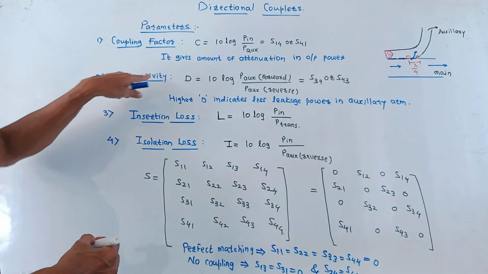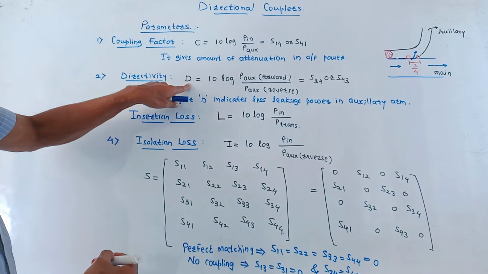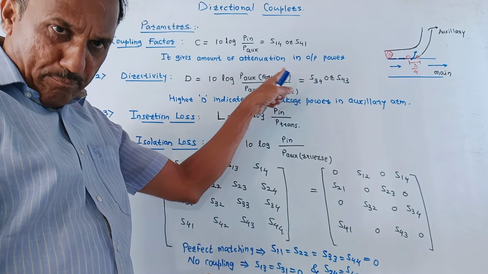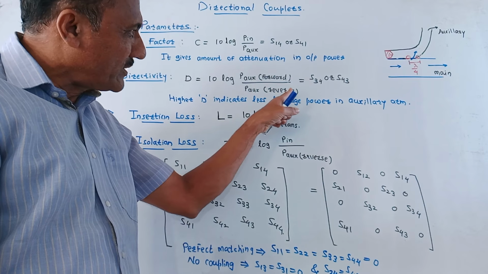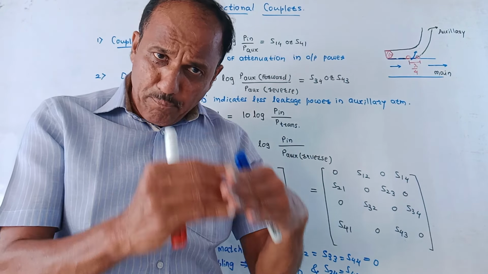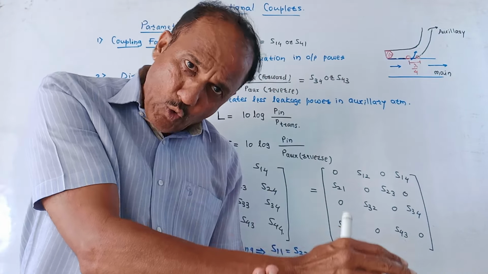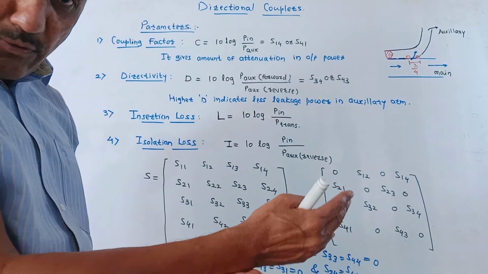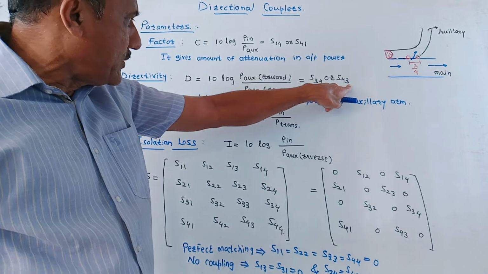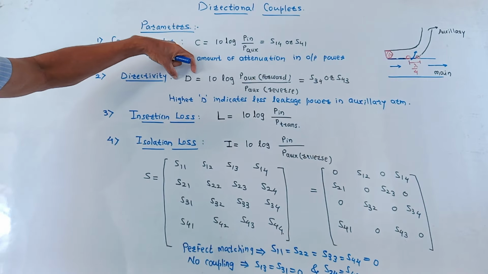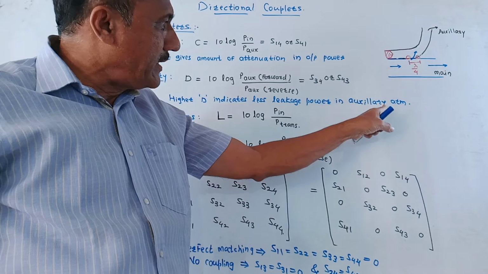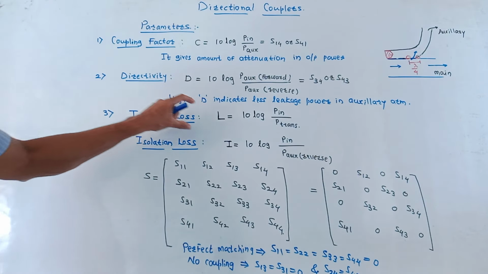Second parameter is directivity. It is denoted by D. It is 10 log, ratio of P auxiliary in the forward direction to P auxiliary in the reverse direction. That means it is the ratio of auxiliary power in forward direction to the auxiliary power in backward reverse direction. In terms of S parameters, it is S34 or S43. If the value of D is high, that means higher value of D indicates less leakage power in the auxiliary arm.